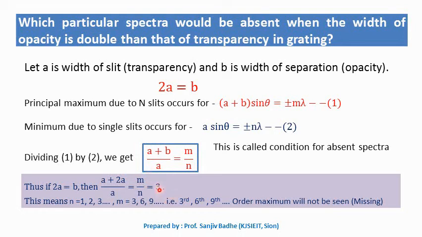we get m/n equal to 3. This means that for n equal to 1, 2, 3 and so on, m is equal to 3, 6, 9 and so on. Therefore, the third, sixth, ninth order maxima will not be seen. These orders will be missing. Due to the combined effect of N slits, these maxima are expected, but because the minimum due to the single slit also occurs at the same point, these maxima will be absent. They will not be seen.